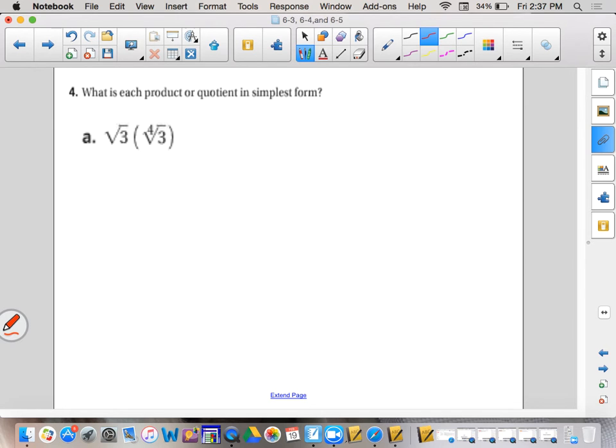Let's look at the next one. So what is each product or quotient in simplest form? Well, these two I'm multiplying, correct? Well, I need to take my radical and put it into exponential form because all my properties are exponent properties. So if I have the square root of 3, it's going to be 3 raised to the half times 3 raised to the what? 1/4.